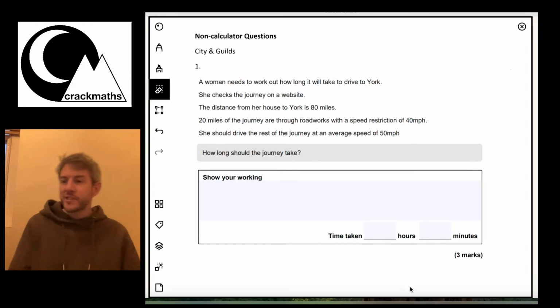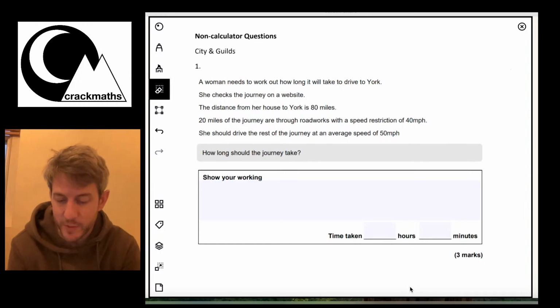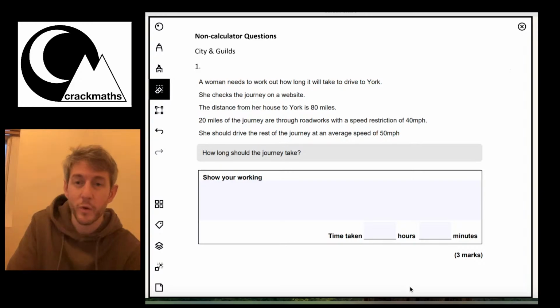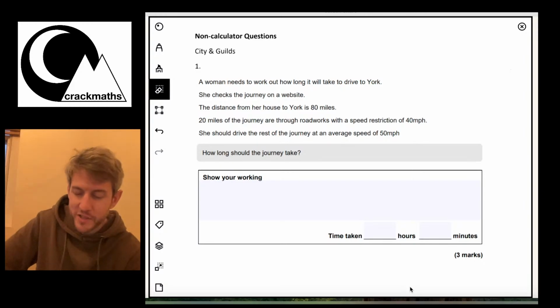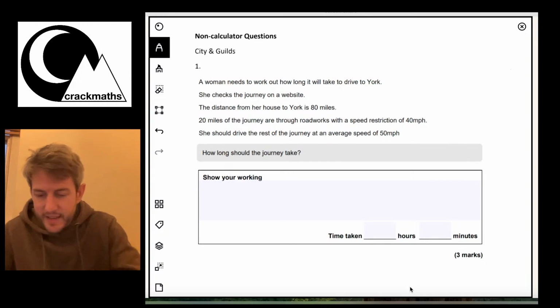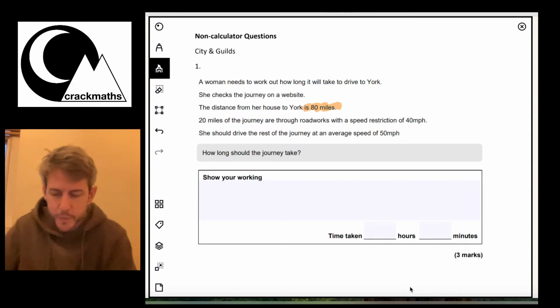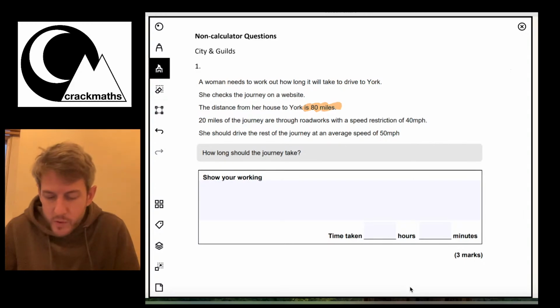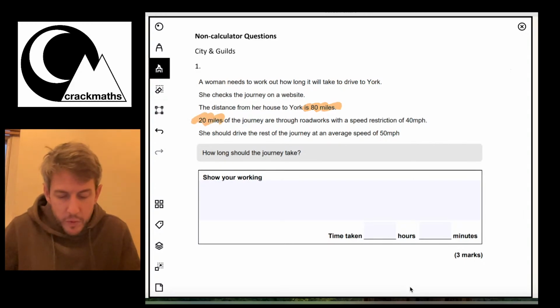Okay, so what we have to do here is break this down first to work out what the question's asking us to do. We can see that we've got some numbers. The whole journey is 80 miles. And then 20 miles of the journey are through roadworks at a restriction of 40 miles per hour.